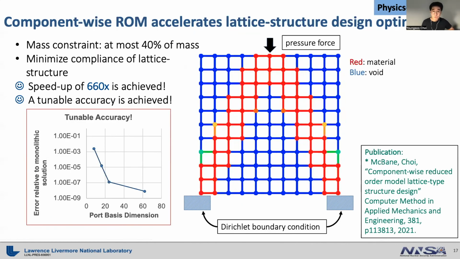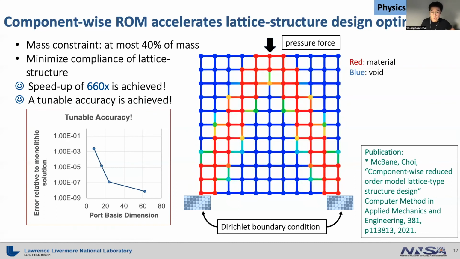Physics-constrained projection-based reduced order models have also been successfully applied to accelerate the design optimization process. For example, here is a numerical demonstration for lattice-structure design using a component-wise reduced order model. Here we minimize the compliance, imposing a constraint of mass being at most 40%. The downward pressure force is applied to the top middle part. Dirichlet boundary conditions are imposed at the bottom corners. The full order monolithic finite element solve involves 2.7 million degrees of freedom for this particular problem, while the component-wise reduced model has only about 4,000 degrees of freedom.